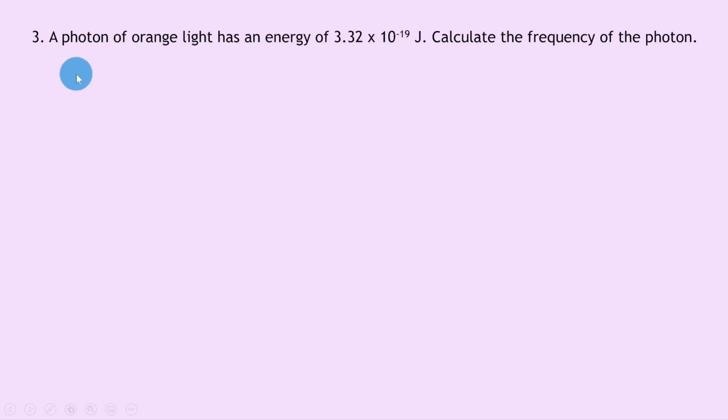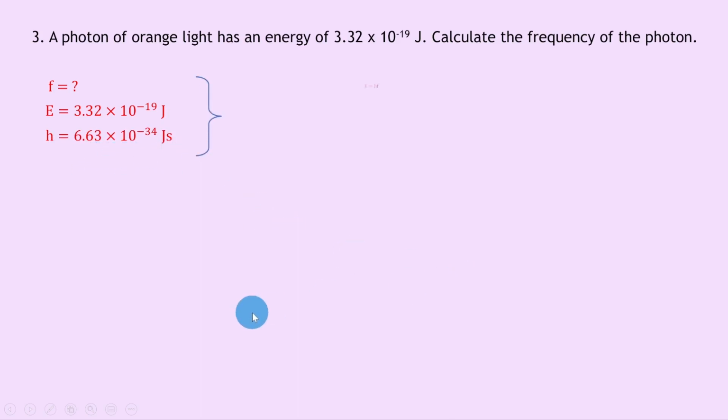Lastly, question 3 says that a photon of orange light has an energy of 3.32 times 10 to the minus 19 joules. Calculate the frequency of the photon. Well, this time, writing down what we know from the question, we're trying to find f. We know that E is 3.32 times 10 to the minus 19 joules, and Planck's constant, again from the datasheet, is 6.63 times 10 to the minus 34 joule seconds.